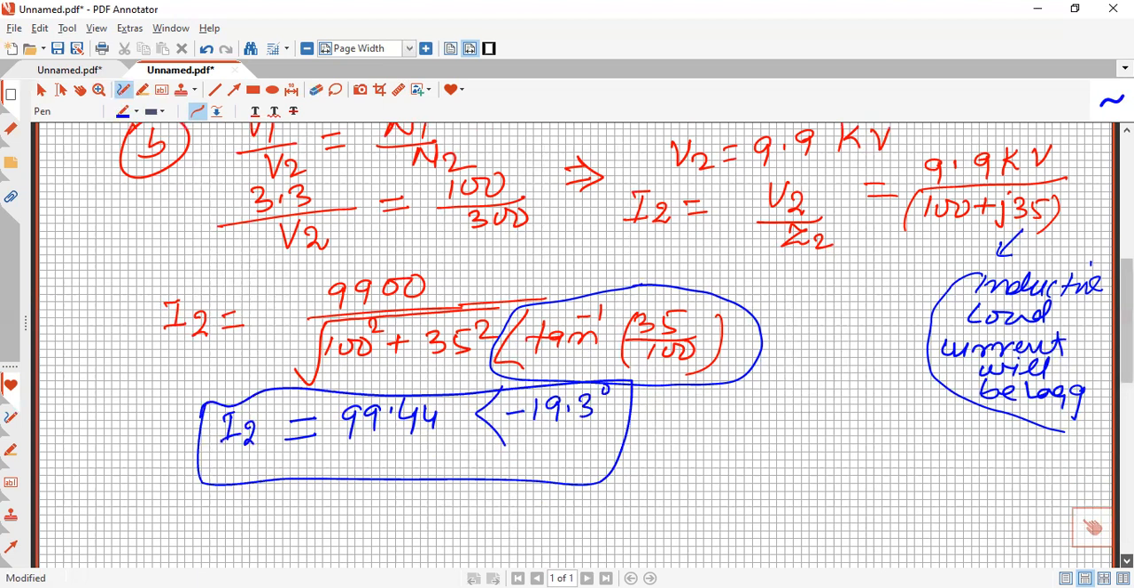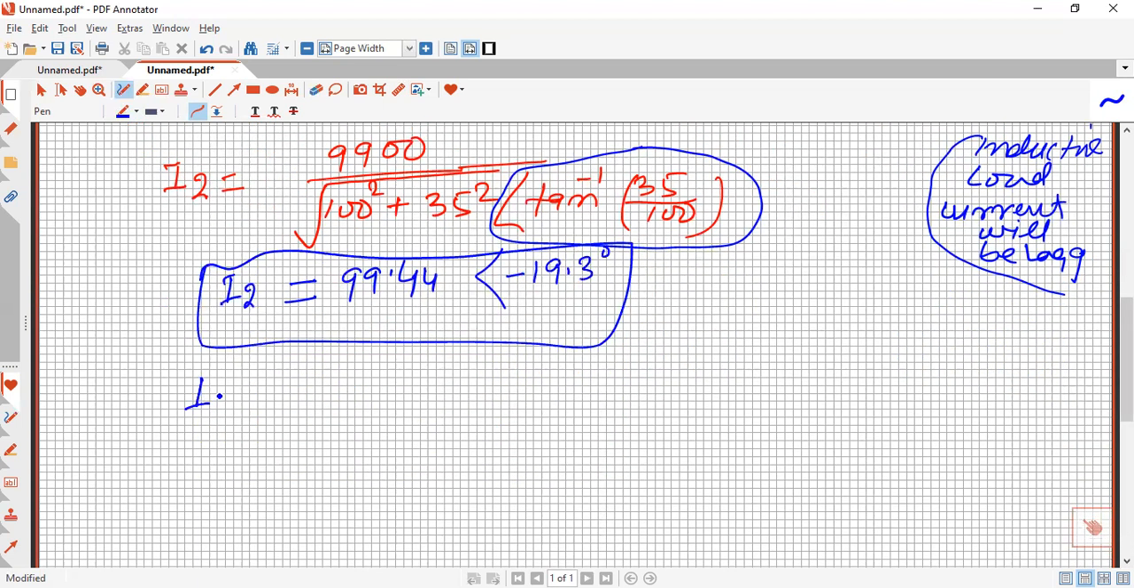So use this relation, I1 by I2 equals N2 by N1, and N2 is given in this problem as 300 and N1 is given as 100. Am I right? Yes. And I1 we have to calculate. Here I2 we have already solved. So I1 by I2 equals N2 by N1. So now we need to put the value of N1, N2 and the value of I2.